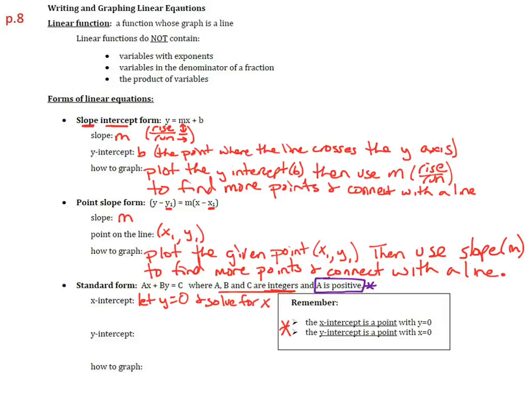So if you think about it, we're letting y be 0, so that means I can forget about that because any number times 0 is just 0. So if ax equals c, we'll divide both sides by a, or simply c over a, and that's going to be our x-intercept.